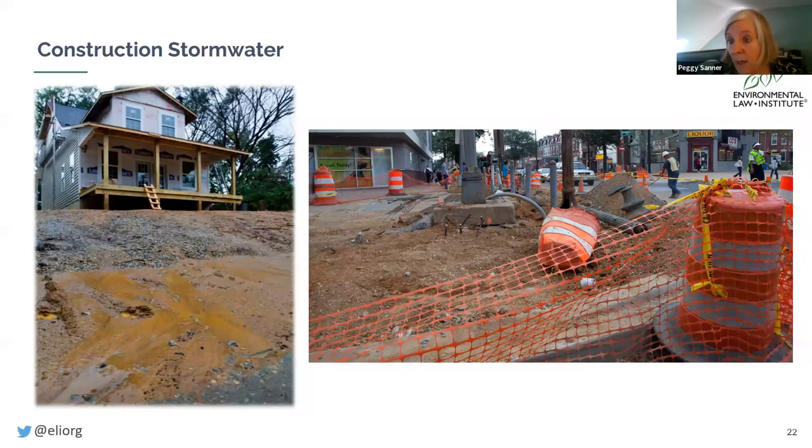Another important kind of point source is land disturbing activities. Land disturbing activities that disturb at least an acre, or when such activities were part of a common plan of development that, taken as a whole, would be at least an acre in size. And so there was a permit required for these construction activities to make sure that they were designed in such a way that once the construction was done, the runoff would be as clean as possible. So that's also a point source.